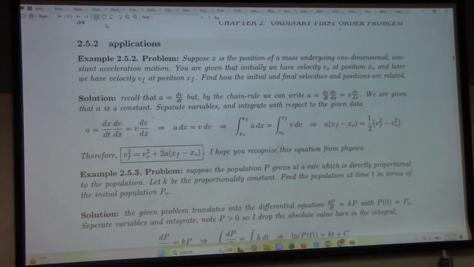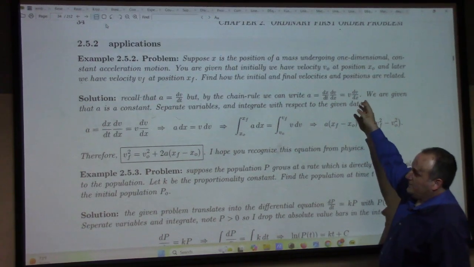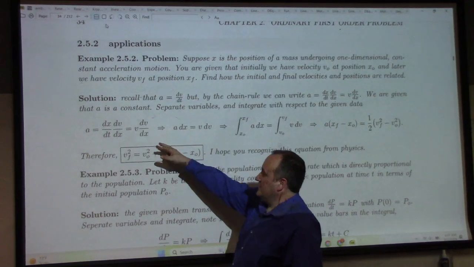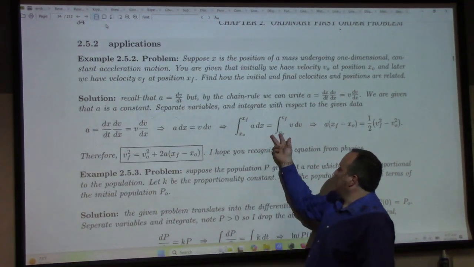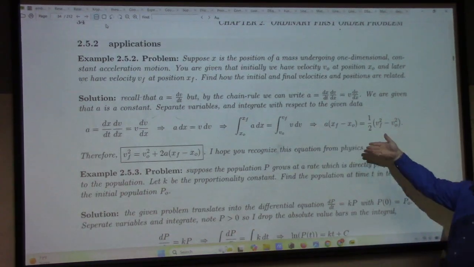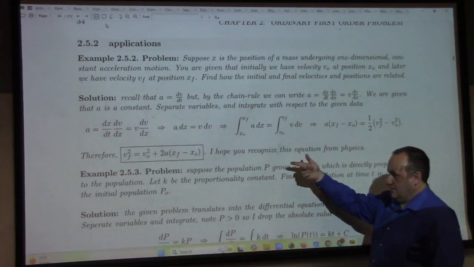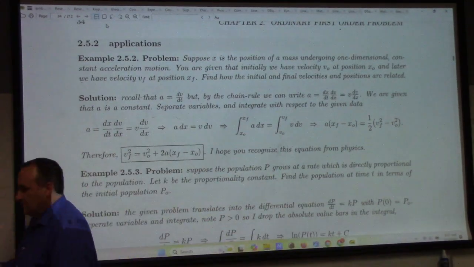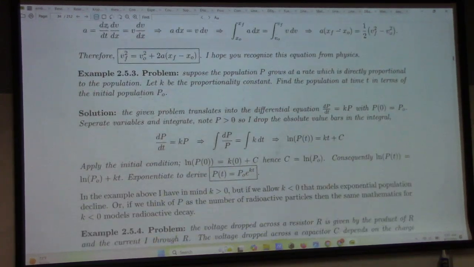All right, great. So I do my acceleration is v dv/dx trick, which gives me that this constant acceleration a times dx is equal to v dv. Integrate both sides, and we get the so-called timeless equation from physics 1, right? So the v dv/dx trick allows us to derive this hopefully well-known equation from really high school physics, honestly.